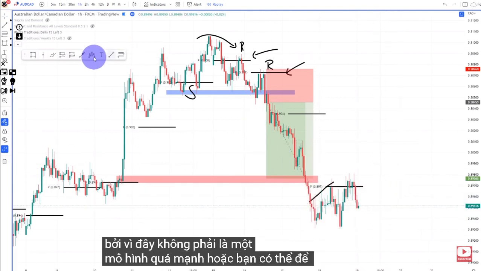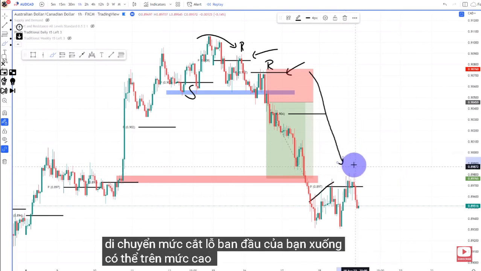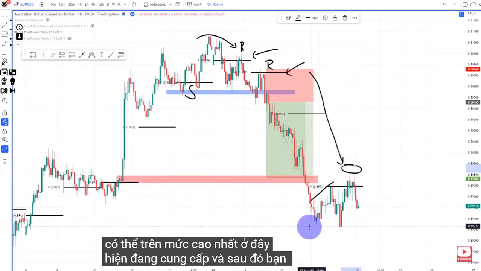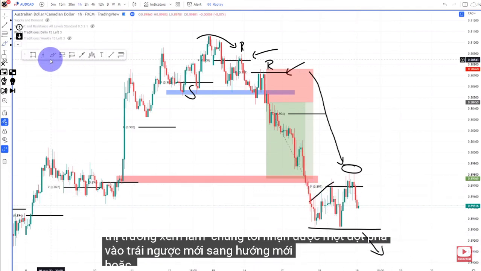Or you could leave it open, maybe move your initial stop loss down, maybe above the highs here, which are now offering. And then you could wait for the market to see, do we get a breakout into the new direction?